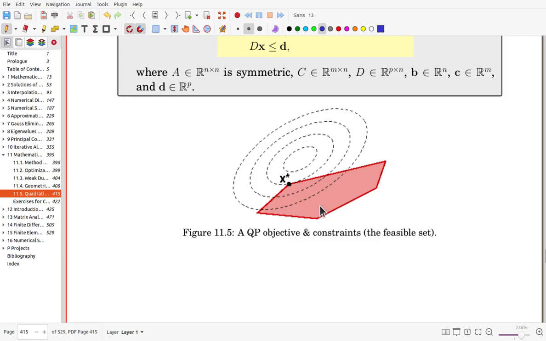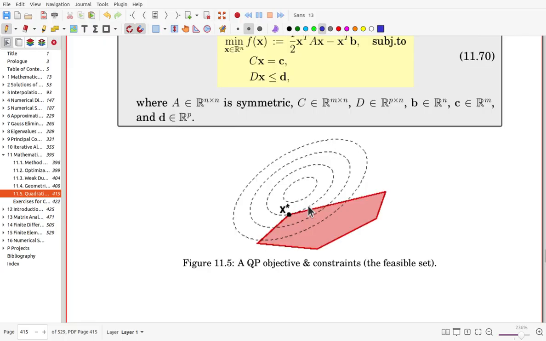This shaded zone is the feasible set. The feasible set is the collection of points where the constraints are satisfied. We have to find a point on the feasible set such that the objective function is minimized. In this figure, apparently this x star will minimize the objective function. So that is the minimizer.